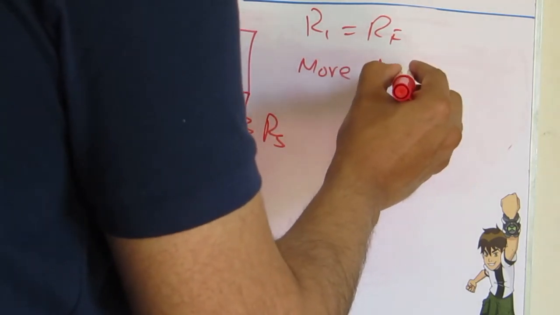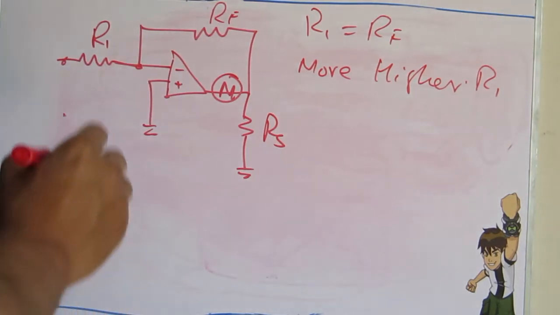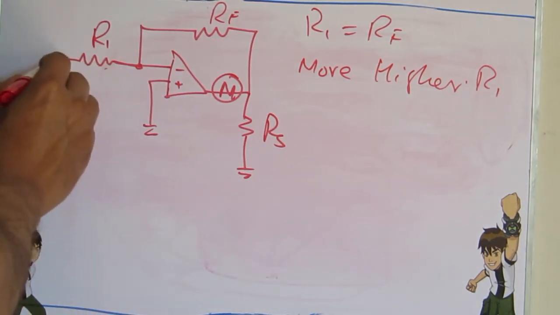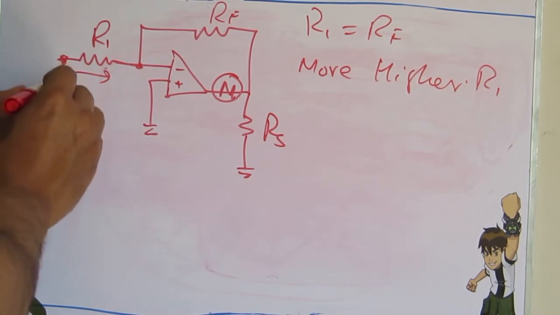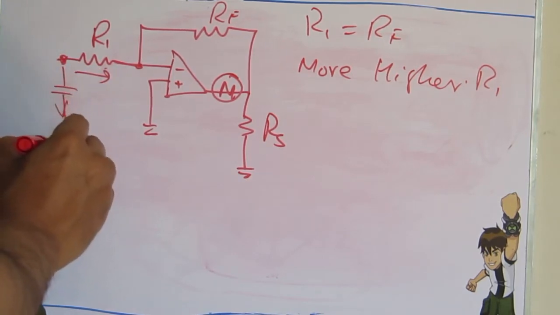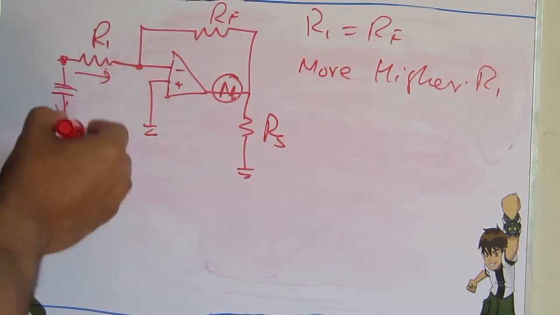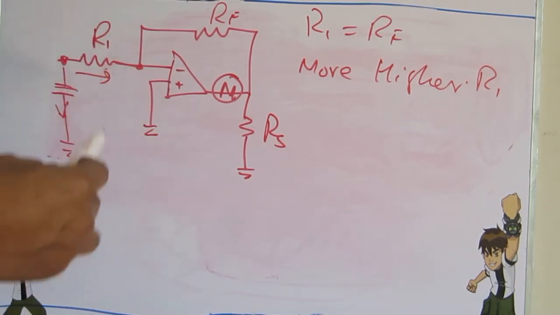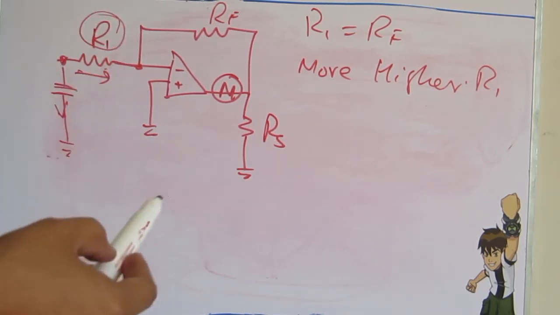higher values of R1. And why is that? Because this R1 determines how much current would be taken from the source that we are measuring. Let's say we got a capacitor here, and how much current will be drawn from the capacitor during the measurement depends on the value of R1. So the higher the R1, the better.